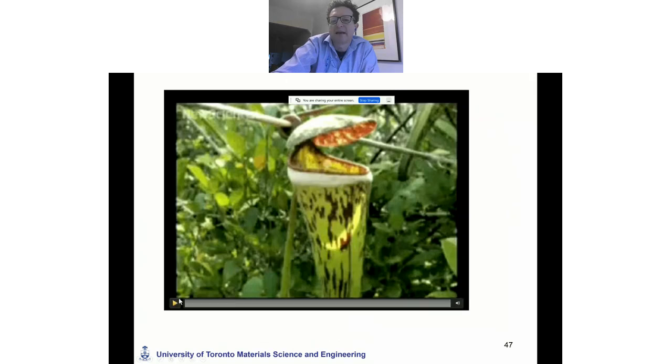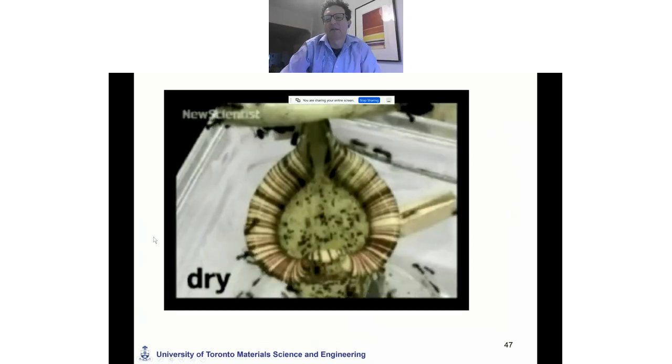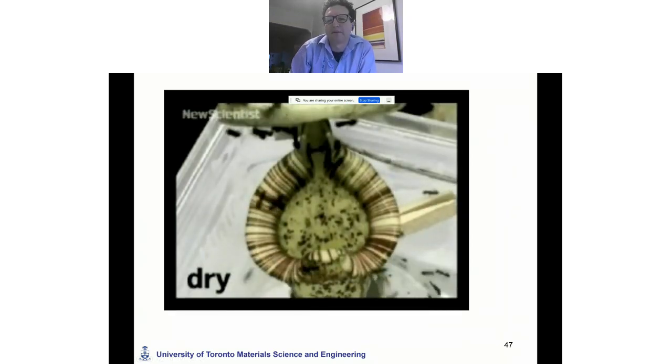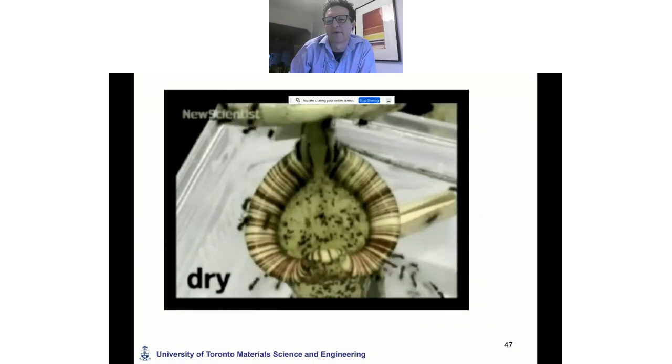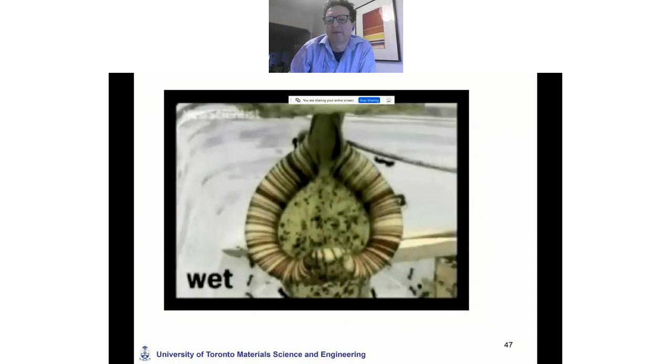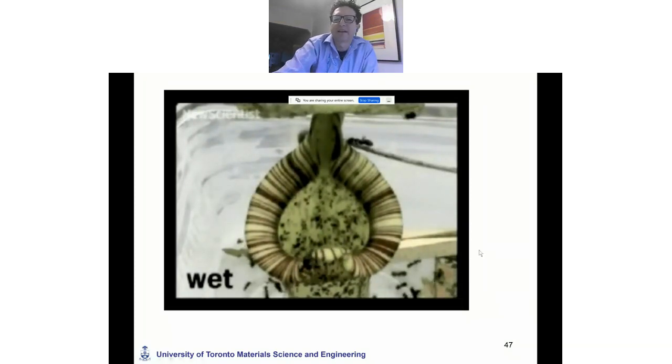And this is a video that illustrates this change. So under dry conditions, you can see, hopefully, the ants crawling all over the top of this pitcher plant. But as soon as it's humid and wet outside, they just slip right in. They have very little resistance to hold onto that surface. So what's happening here?